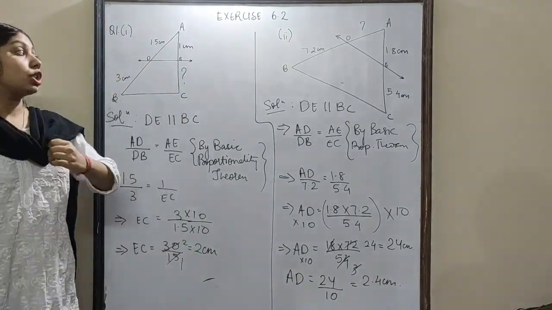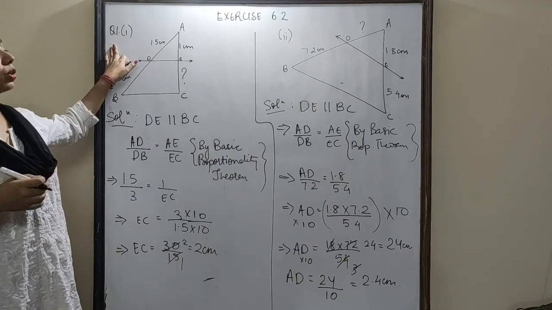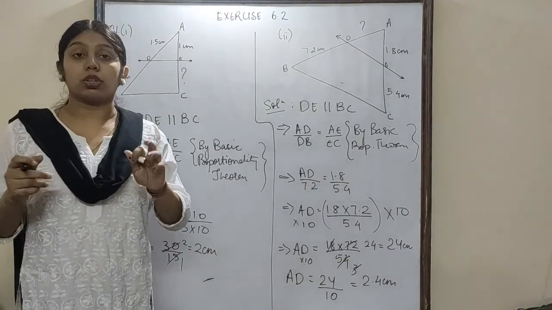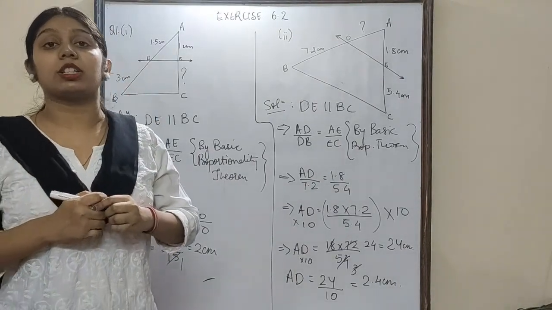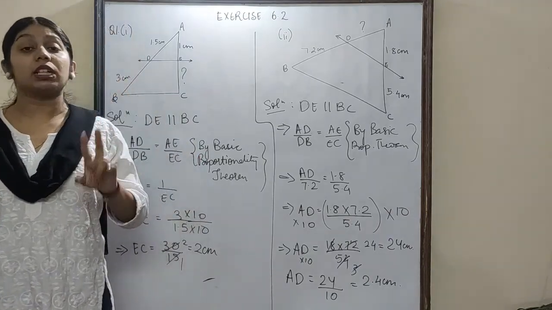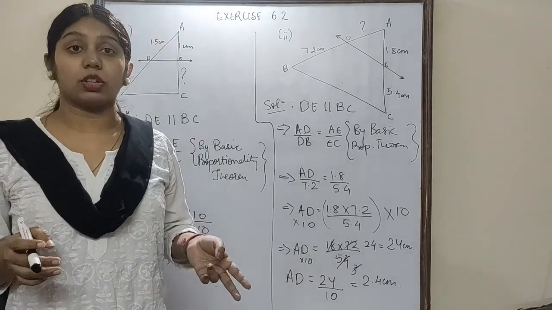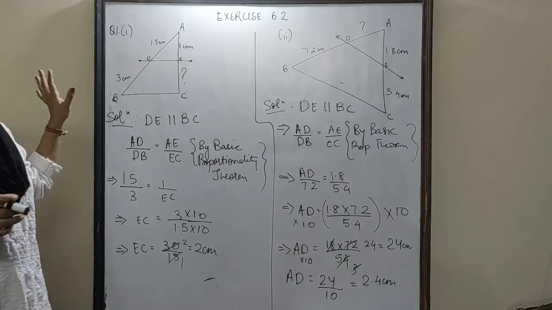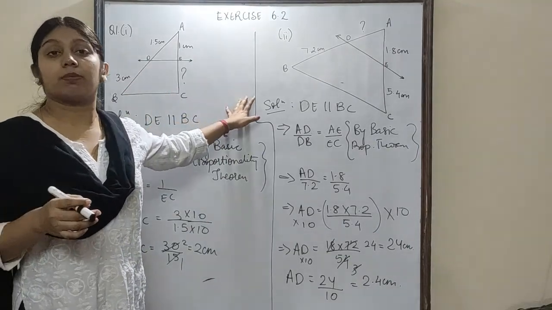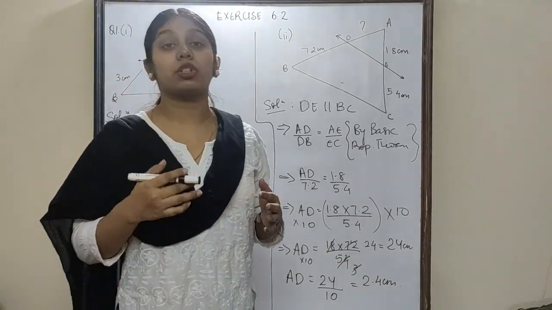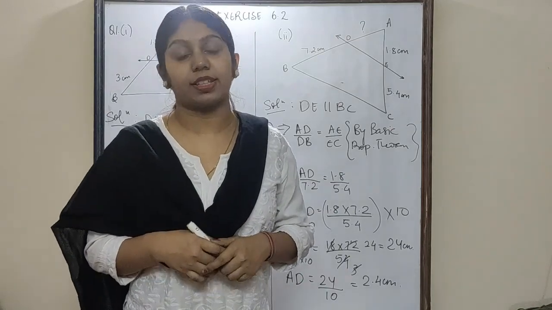Is that clear? Children, we end this video over here only. We have discussed two theorems. First, the basic proportionality theorem or the Thales theorem. Second, the converse of basic proportionality theorem, and exercise 6.2 question number 1, both the first and the second part. In the next live video, we are going to discuss the rest of the exercise. Thank you children.